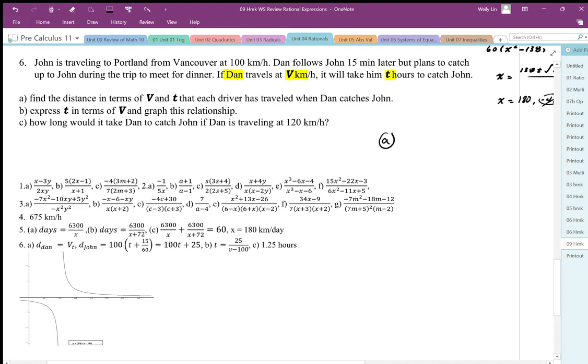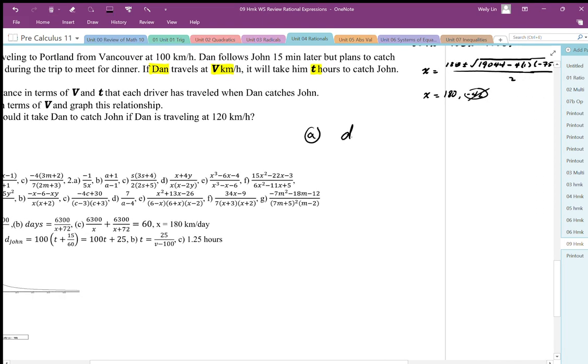So for part A, the distance for Dan is going to be the velocity for Dan times the time for Dan, which was given at the beginning. For John, we know his rate of speed, and we know that he travels 15 minutes more. So the distance for John is going to be written this way: velocity times time. John's velocity is known at 100 kilometers an hour. His time is unknown, but we know it is 15 minutes longer.